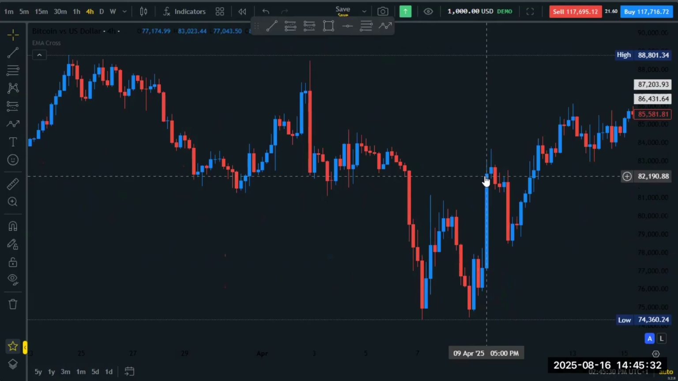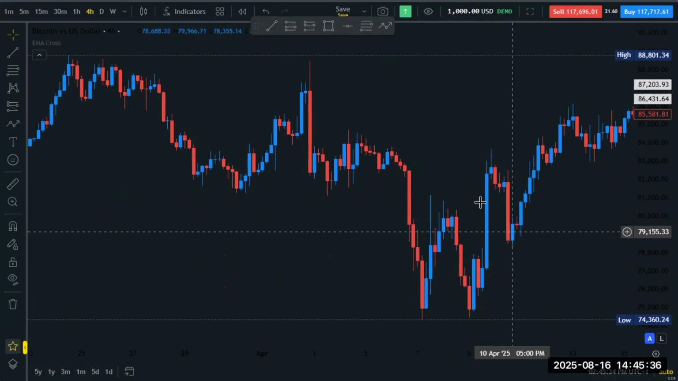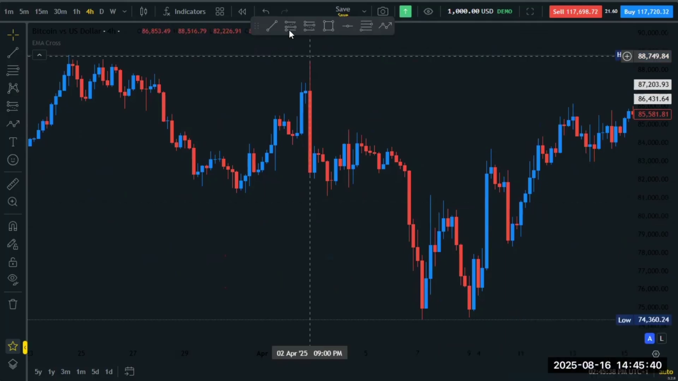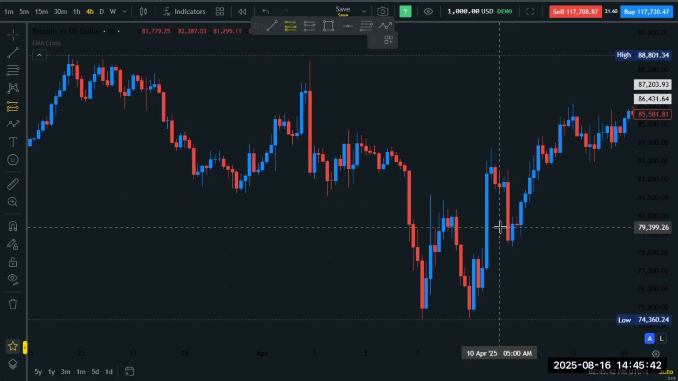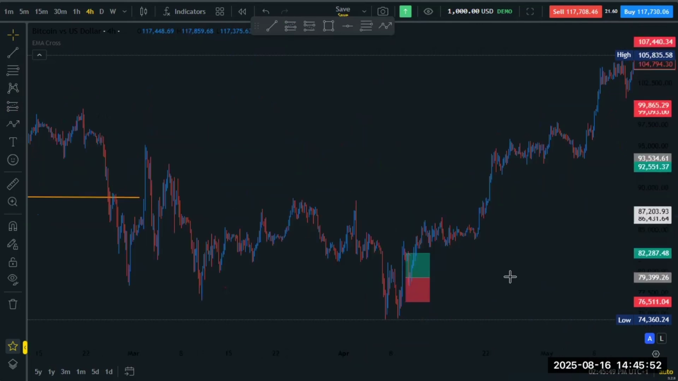And at the area of the change of character, you can see the large gap created here. So your entry will be at this particular fair value gap. Once you enter at the fair value gap, I always enter at the middle of the fair value gap. So your stop loss will be just below that low.